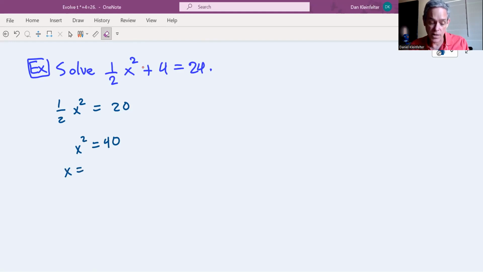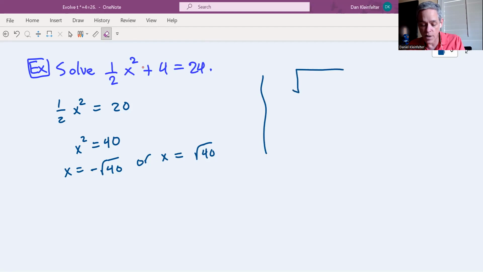So from here, it will get a little more familiar. x will be minus the square root of 40, or x will be plus the square root of 40. And then we need this square root of 40. So 40 is 8 times 5, or 4 times 10. 4 times 10 is probably a better way to go.